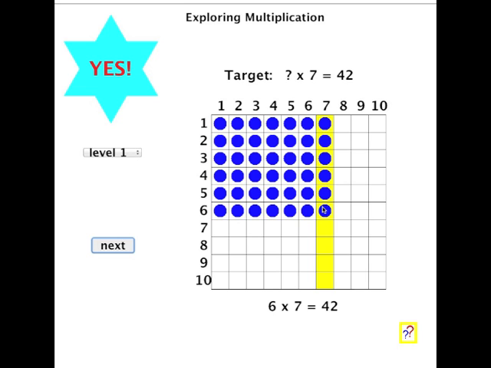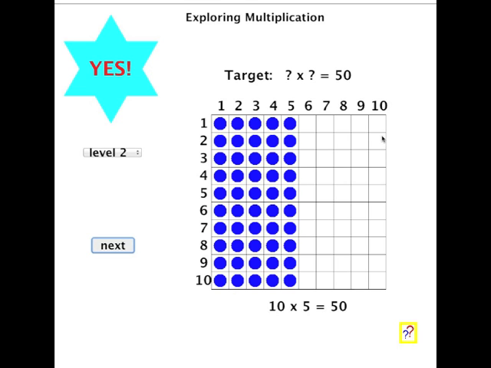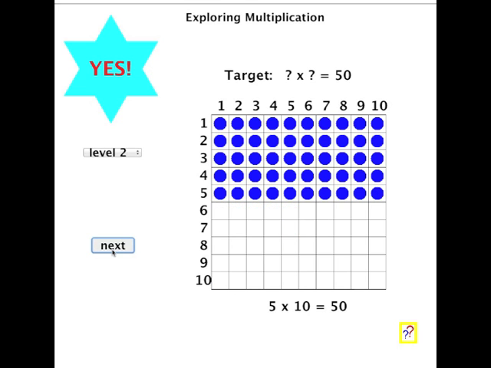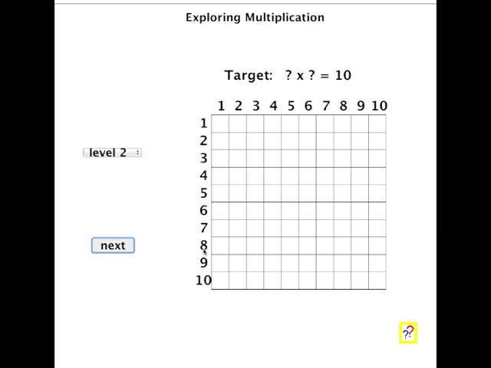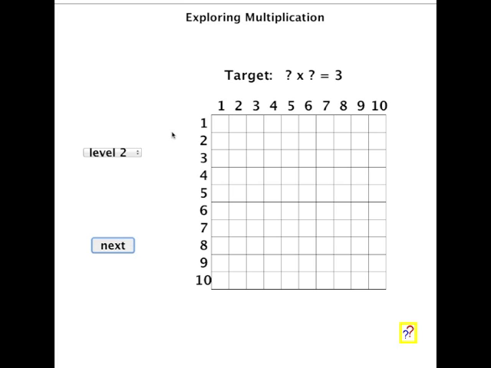And finally, when level 1 holds no fears, move on to level 2. Now there are no yellow columns or rows. You simply have to choose from the 100 cells on offer to work out the 2 missing factors. So what times what gives 50? Perhaps 10 times 5, or indeed 5 times 10. What times what gives 10? What times what gives 3?